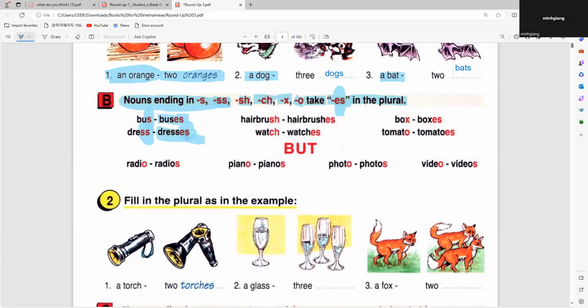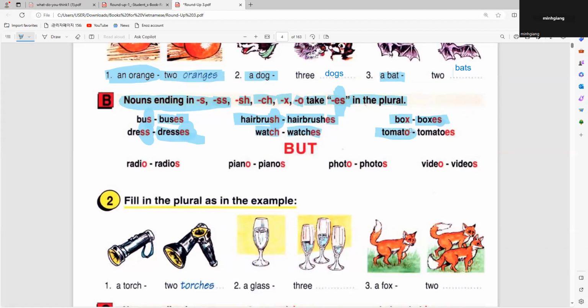Let's have this one, SH. This one, hair, please read. Hairbrushes. Okay, so you will add ES again, right? This one, watch. Watches. That's correct. Box. Add ES. Boxes. That's right.